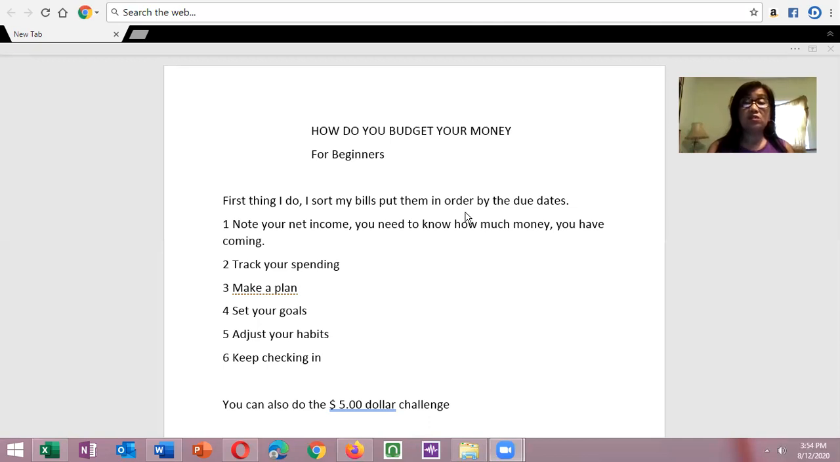Okay. So this is the first thing I do. I sort my bills, put them in order by due dates, and note your net income, so you know how much money you have coming in. And you can basically see it right here.